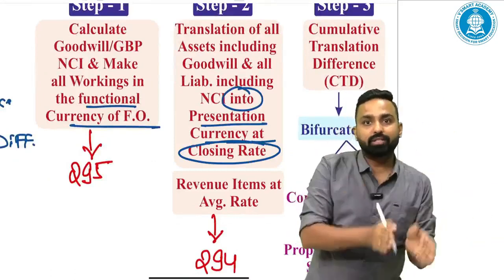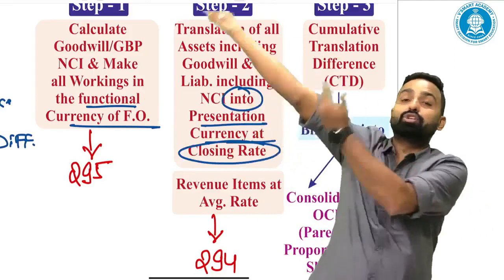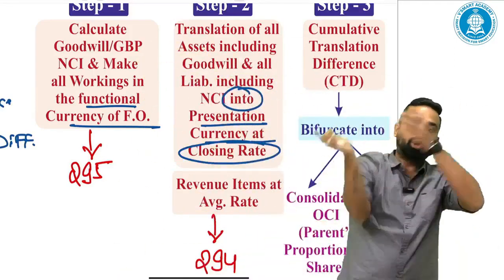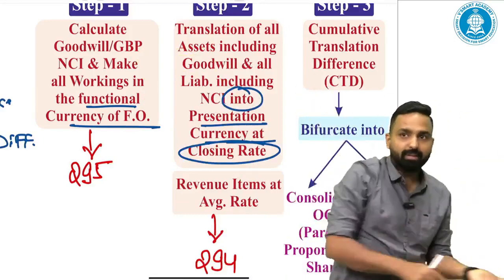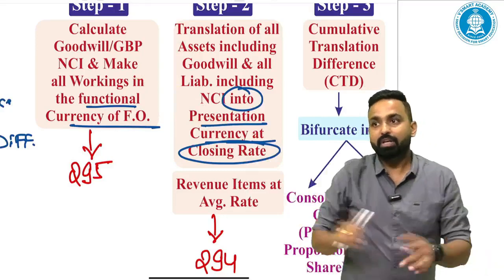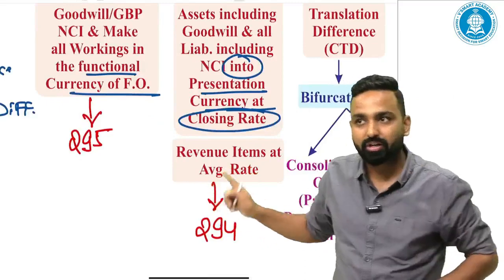So first calculate the goodwill, calculate the NCI, calculate the gain from bargain purchase in the currency of that foreign subsidiary. Now convert all of them, all the assets, all the liabilities, including goodwill, including NCI, into the closing exchange rate. Convert all the revenue items at average rate. Now understood or not? Okay.